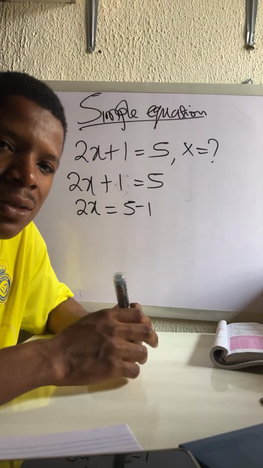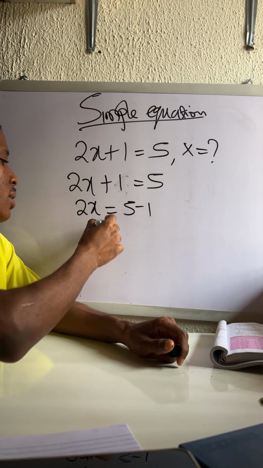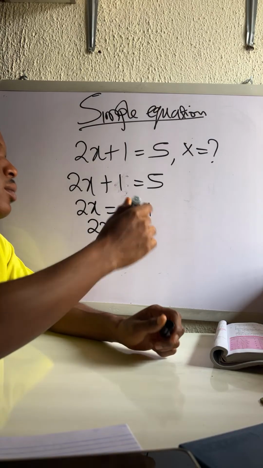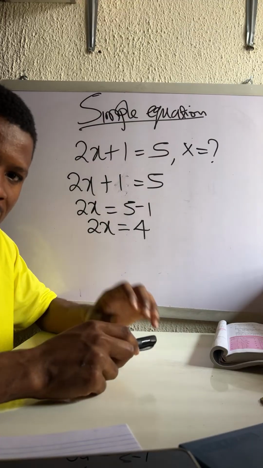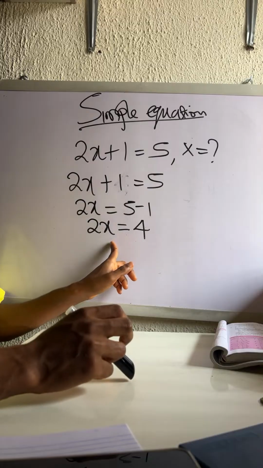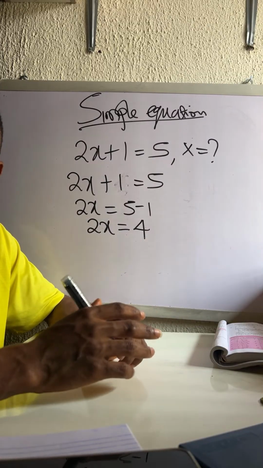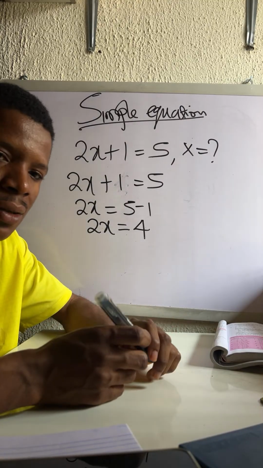What is 5 minus 1? 5 minus 1 is 4. You have it that 2x is equal to 4. So what do you do to get the value of x? We have 2 of x is equal to 4. For you to get the value of x, all you need to do is just to divide.